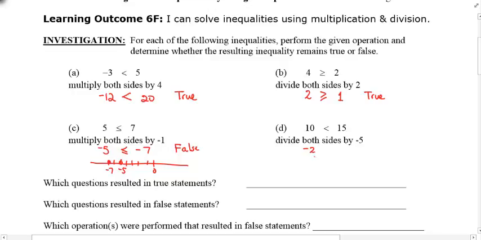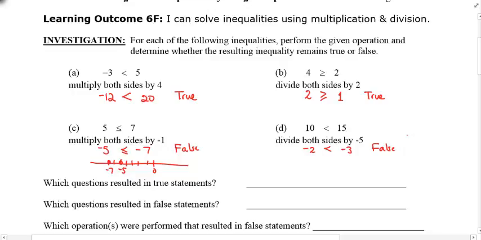And then 10 divided by negative 5 for part D. That's negative 2. 15 divided by negative 5, that's negative 3. Is this true? Negative 2 less than negative 3? I think this is also false. So we've got problems with C and D.